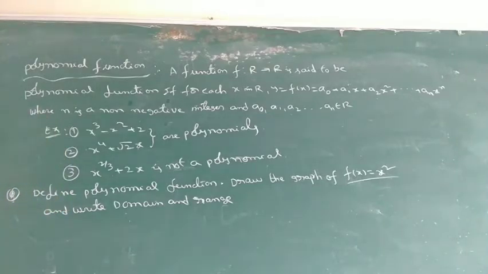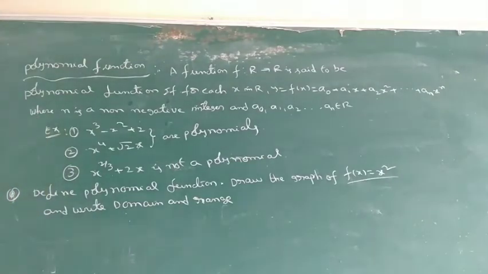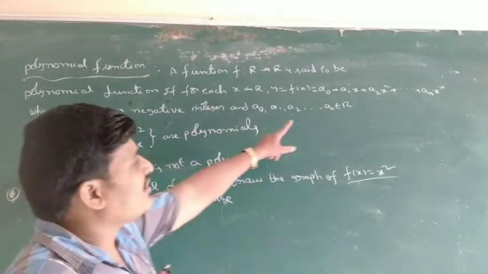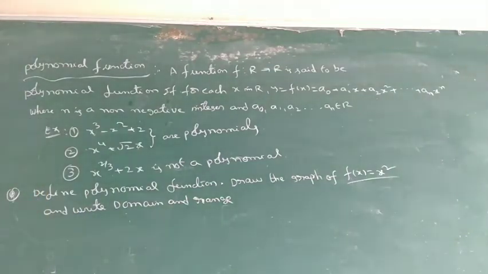Positive integer means what? 1, 2, 3, 4, 5 and so on. These are all natural numbers. Positive integers are nothing but natural numbers, 1, 2 and so on. a0, a1, up to an belong to R, negative, positive or any real numbers.